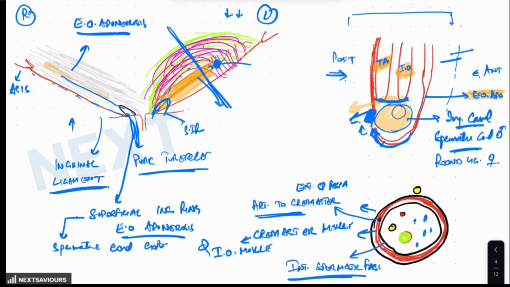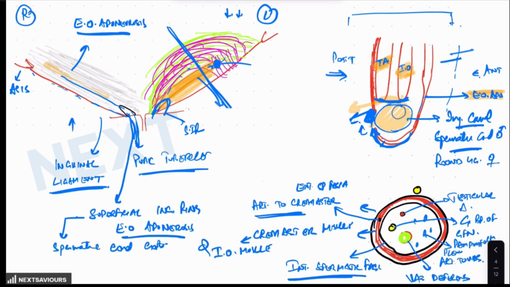Now inside this fascia, we have several structures. That is, we have the vas deferens along with an artery to vas. Then we have the testicular vessel, the testicular artery. Then we have the genital branch of the genitofemoral nerve. Then we have the pampiniform plexus.